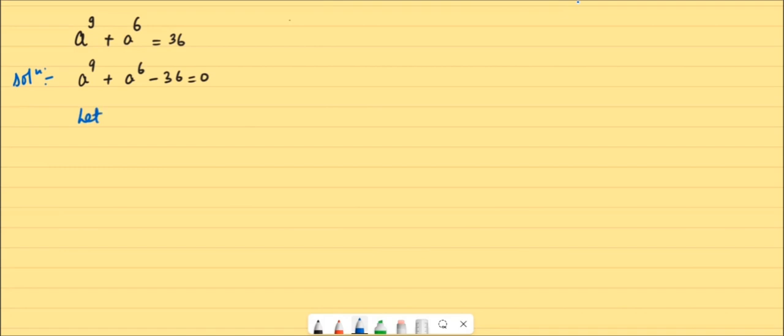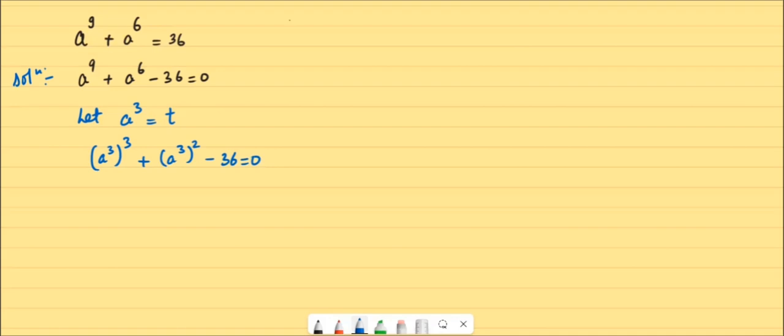Now let us assume that a to the power 3 is equal to some variable t. Okay, therefore I can rewrite this equation. Let me write it this way: I can write a cubed, whole thing to the power 3, because power to the power gets multiplied, so I can write a to the power 9 as (a cubed) to the power 3, plus I can write a to the power 6 as (a cubed) to the power 2, minus 36 equals 0. This is using the laws of exponents.